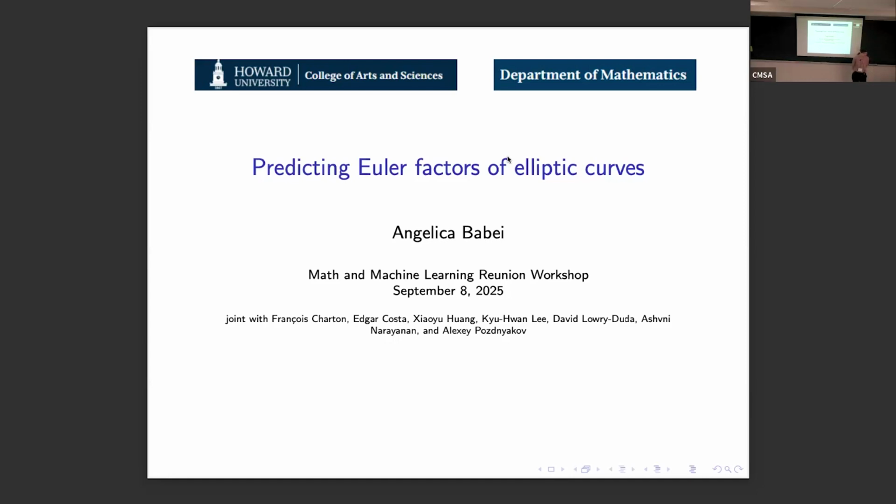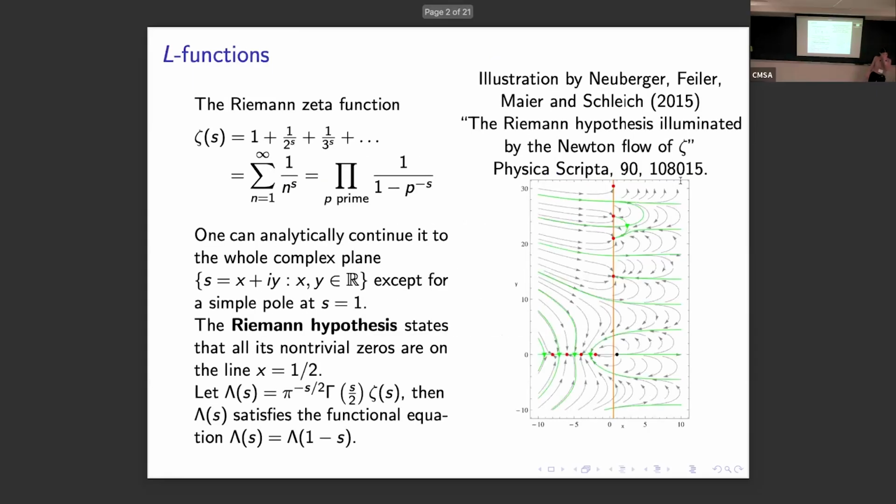All right, so I will report on a project that did start at one of the number theory workshops here at CMSA last fall. We wanted to see if we can predict what are called Euler factors of elliptic curves using various machine learning techniques. Because this is not just a number theory audience, I'm going to be fairly light on the number theory details, but let me introduce to you an object called L functions.